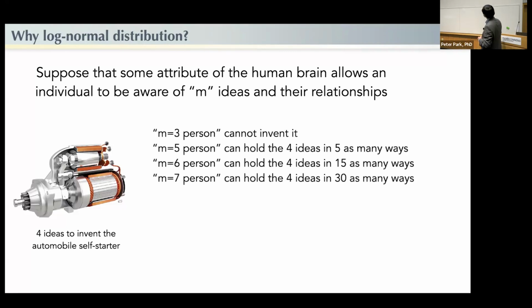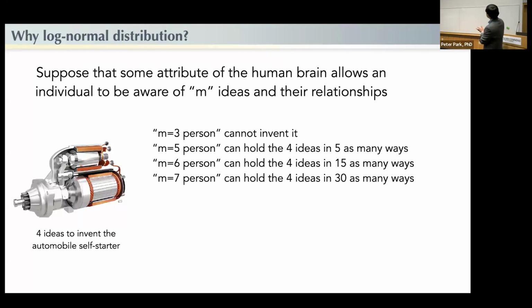And so he says, okay, if you happen to be an M3 person, like your brain only holds 3 ideas, you could not have come up with a self-starter. But if you're an M5 person, there are actually 5 permutations of 4 ideas that you can hold in your head. Okay, maybe you can see where I'm going, right? If you have the M equals 6 brain, there are 15 ways to rearrange a combination of 4.